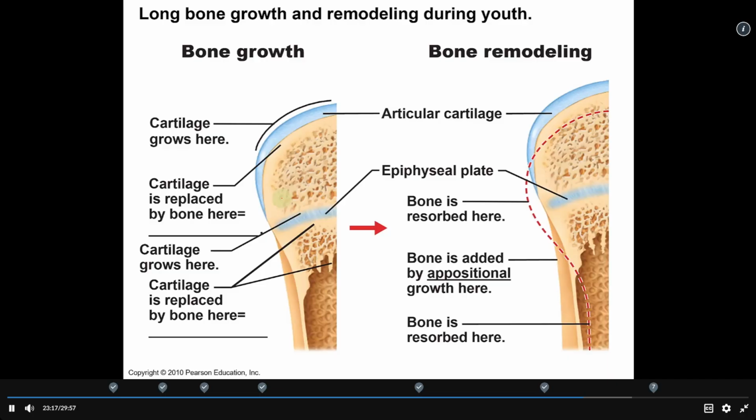Okay, so let's say now we have a child who's 6 years old, and their bone looks kind of like this picture on the left here, right? So you've got the articular cartilage, and you've got the epiphyseal plate. And remember, we said that the cartilage is reproducing, it's growing on the top of the wedge. So here and here, cartilage grows on the top. And then we said on the bottom of the wedge, cartilage is replaced by bone. So that's here and here. Well, when bone grows from the inside, like it does in this situation, the inside of the bone, they call it interstitial growth.